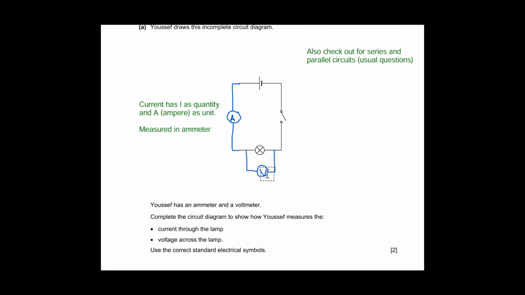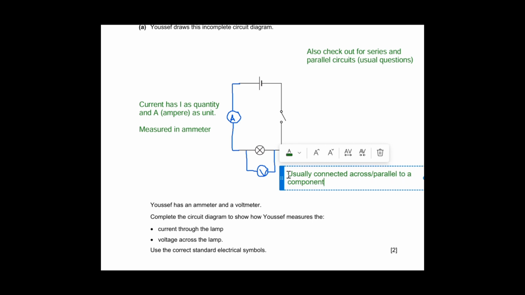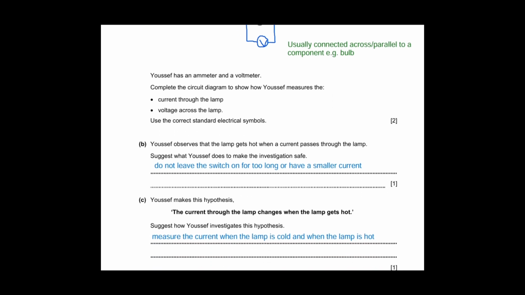So voltage is usually connected across a component. Across means parallel to a component. When I say a component, it can be the bulb, like the one we are talking about here. It can be some other components or gadgets. So please take note of that. And that is the end of that question A.